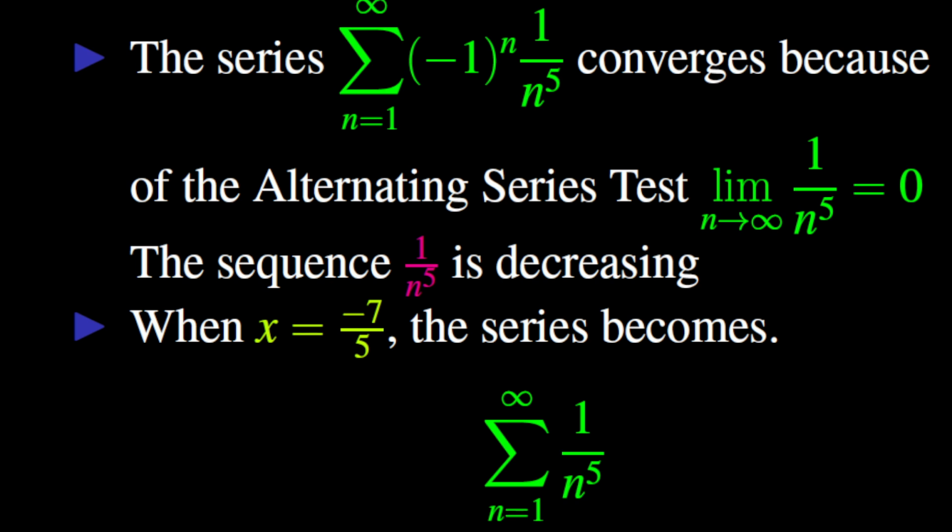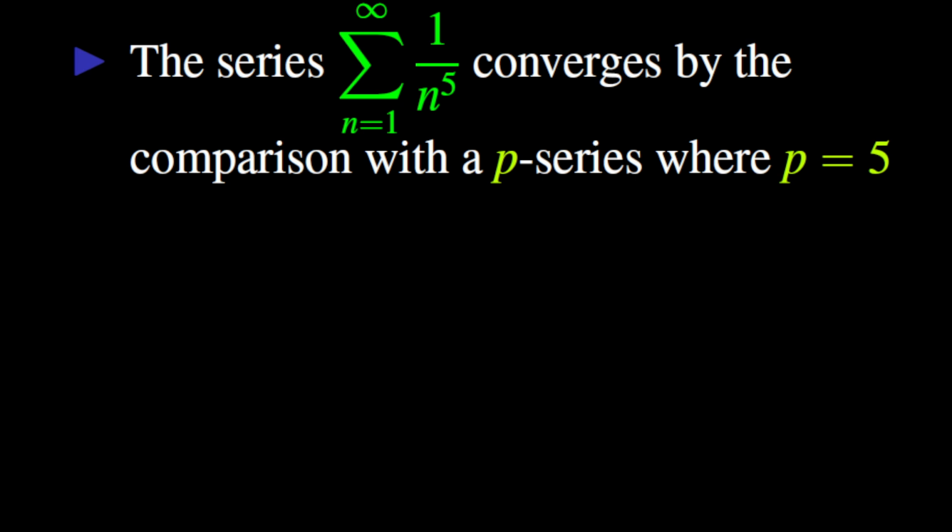When x is equal to -7 over 5, the series becomes a series with terms 1 over n to the power 5. The series converges because it can be compared to a p-series with p equal to 5, which is greater than 1.